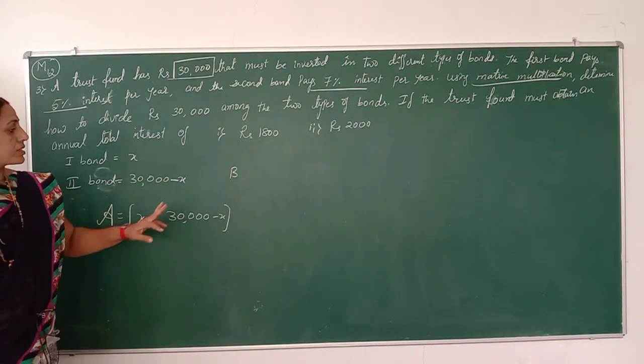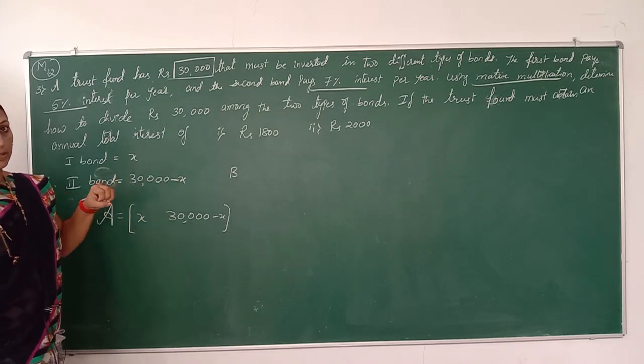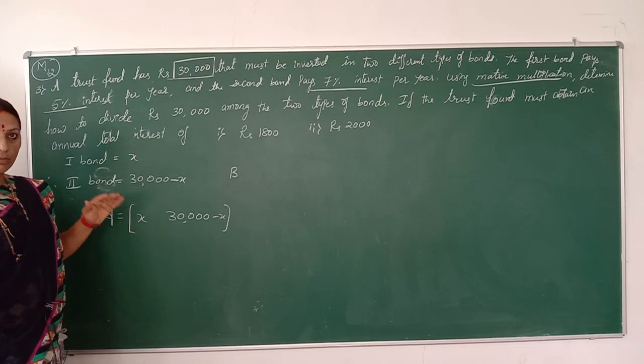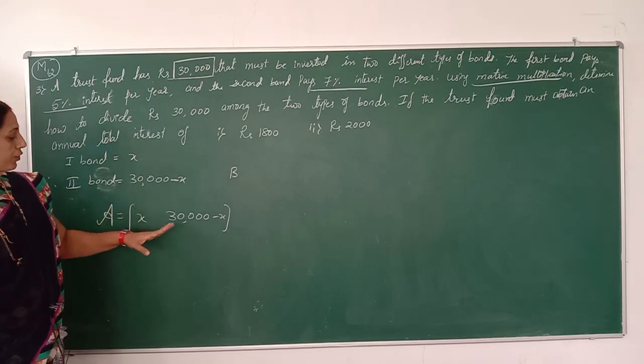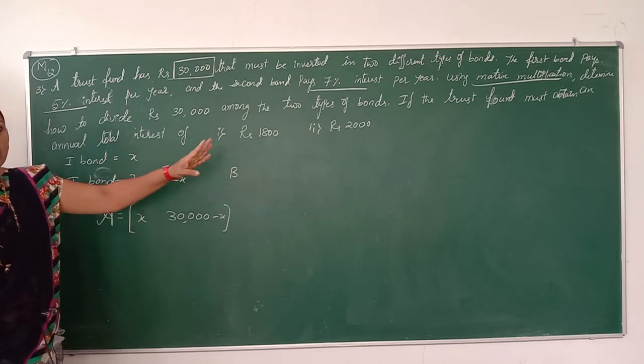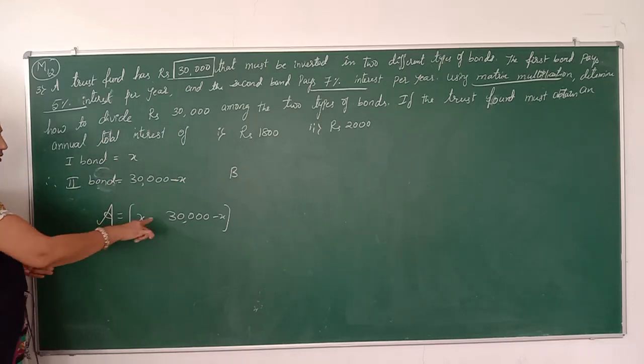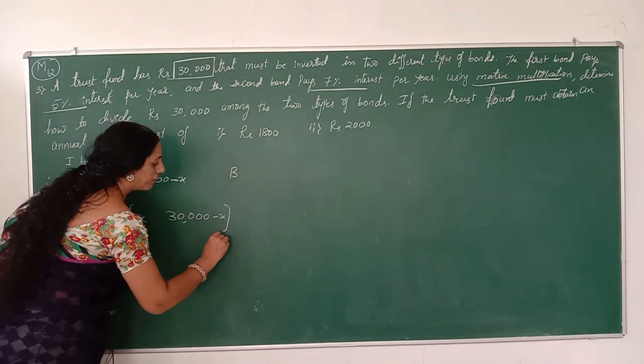Therefore, these two matrices are not represented in the same order, the same way. Means both are not represented as a row matrix or as a column matrix. Therefore, one of them is called a row matrix and the other one is a column matrix. Now, A can be represented as a row matrix of order 1 cross 2.